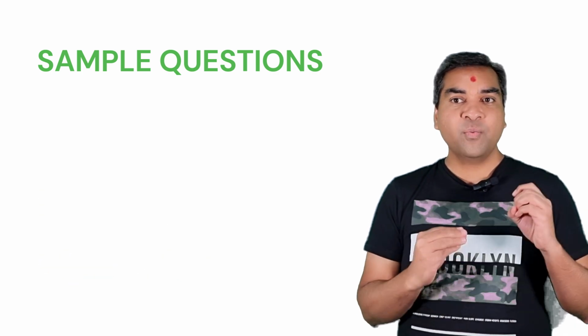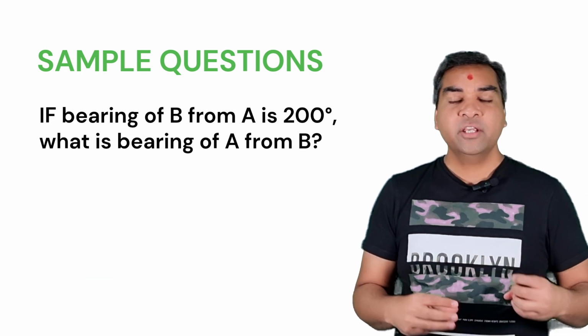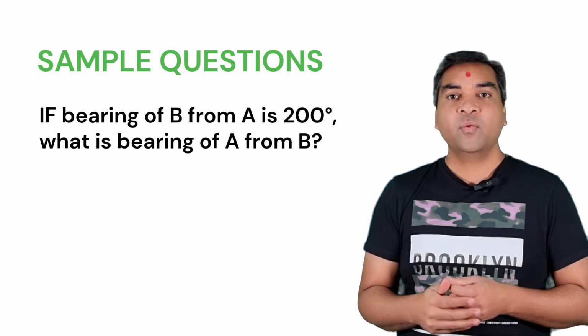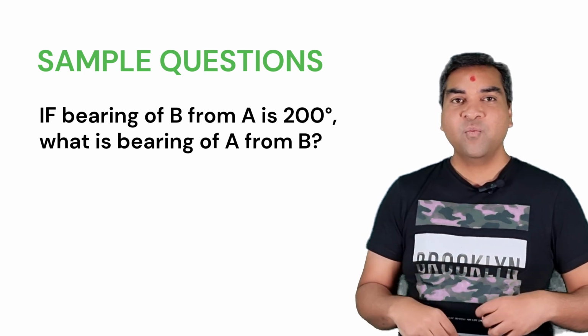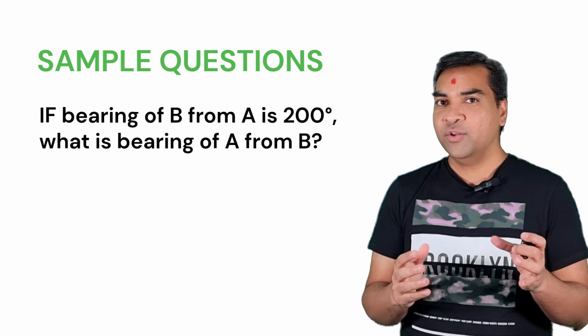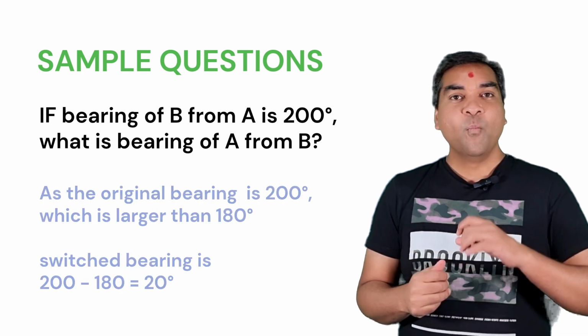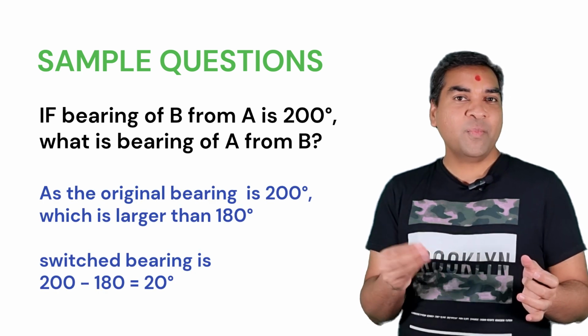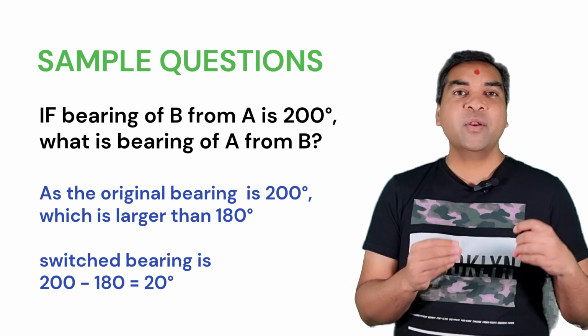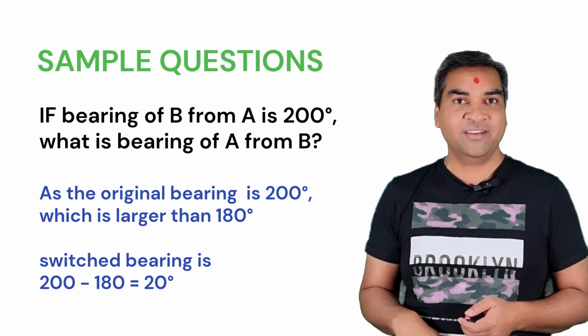If your bearing of B from A is 200 degree, then what is the bearing of A from B? What did you say? Oh, yeah, that's correct. More than 180. So you can minus 180, isn't it? 200 minus 180, which is 20 degree.